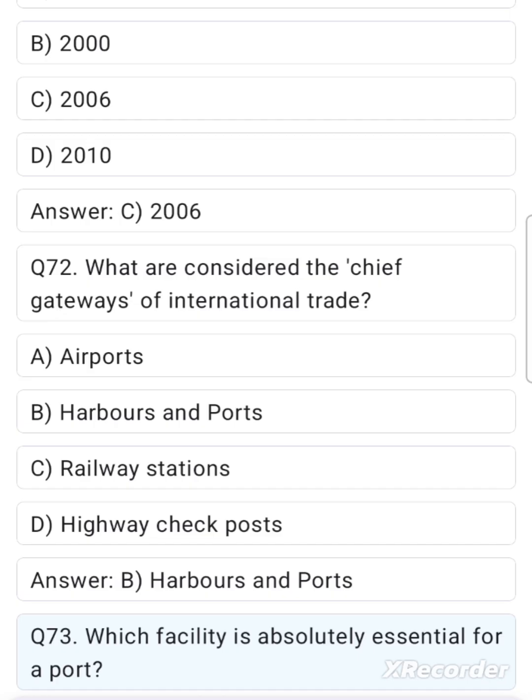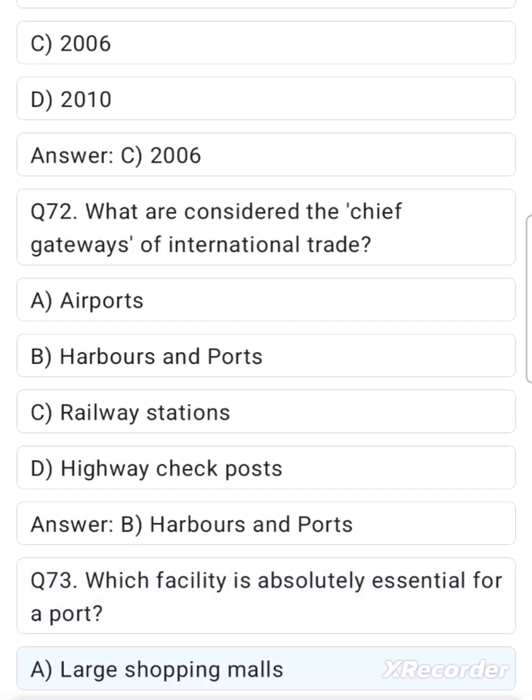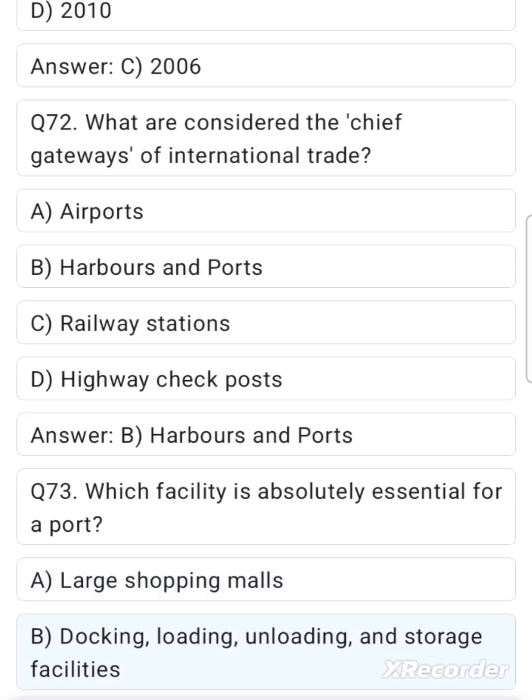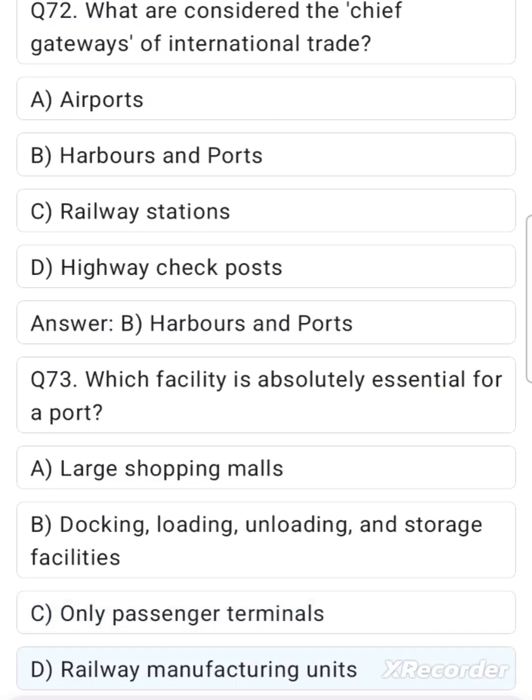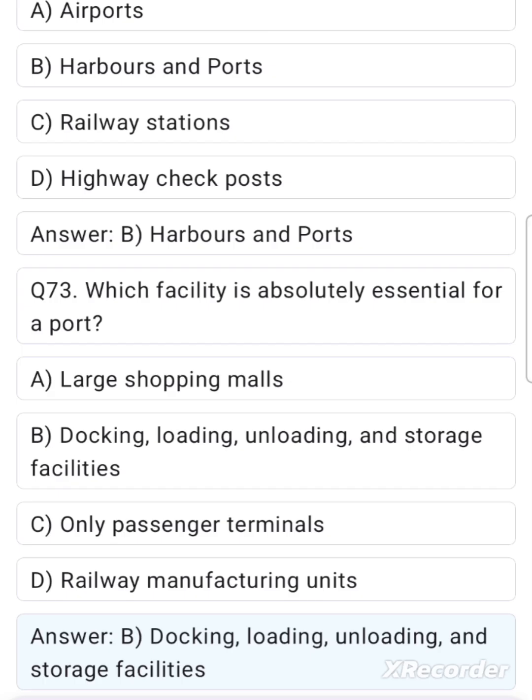Q73. Which facility is absolutely essential for a port? A. Large shopping malls. B. Docking, loading, unloading, and storage facilities. C. Only passenger terminals. D. Railway manufacturing units. Answer: B. Docking, loading, unloading, and storage facilities.